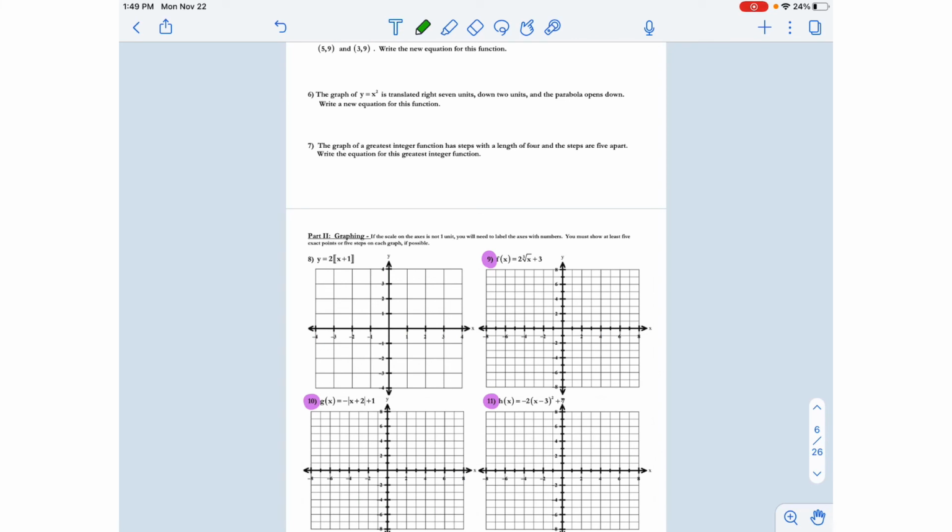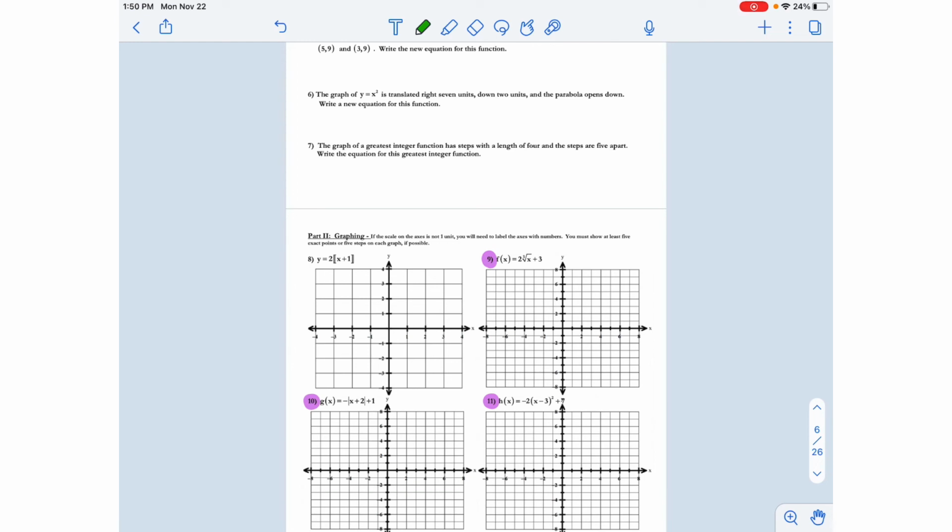All right, so I am now going to do some of these graphing problems. I'm going to try to do one of each kind of graph. There's Louie again, just making sure he's part of the action. So it's okay, buddy.